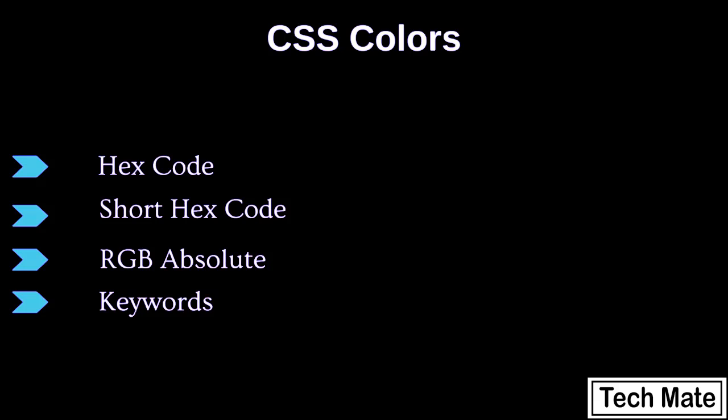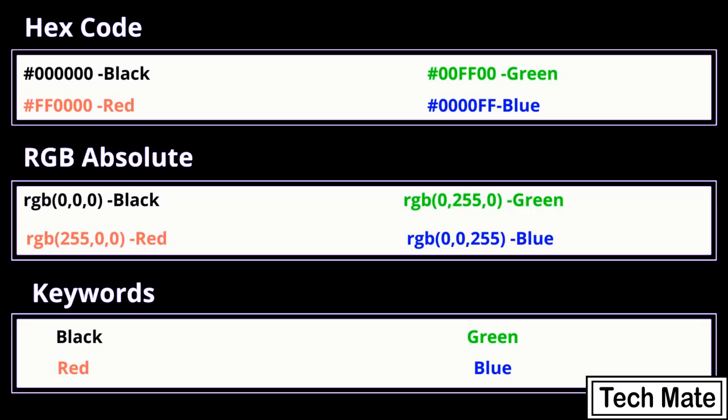So here we have 4 different ways of doing the same. First is passing the hexadecimal code, short hexadecimal code, RGB absolute, and keywords. As we know, whenever we talk about a color, all the colors are made up of 3 basic colors, that is red, green and blue. So this RGB combination will help us form the different colors. Keywords will help us write the name of a specific color. So here is a short example.